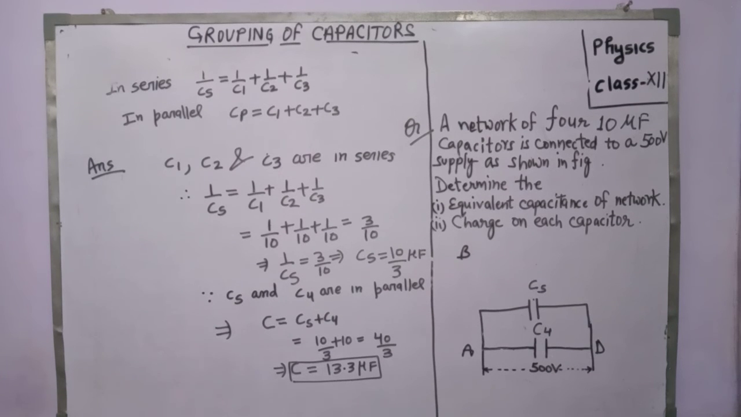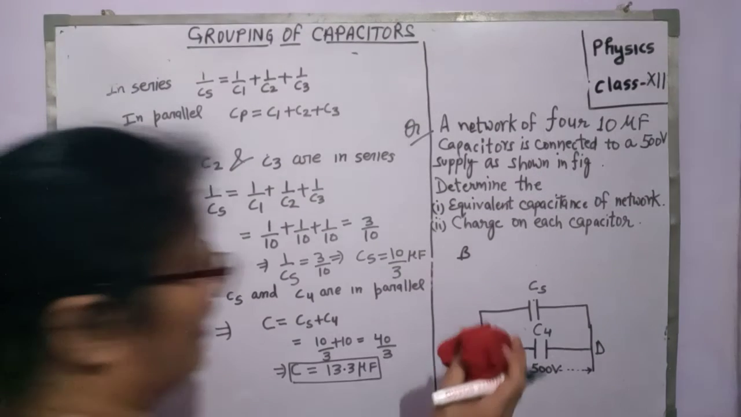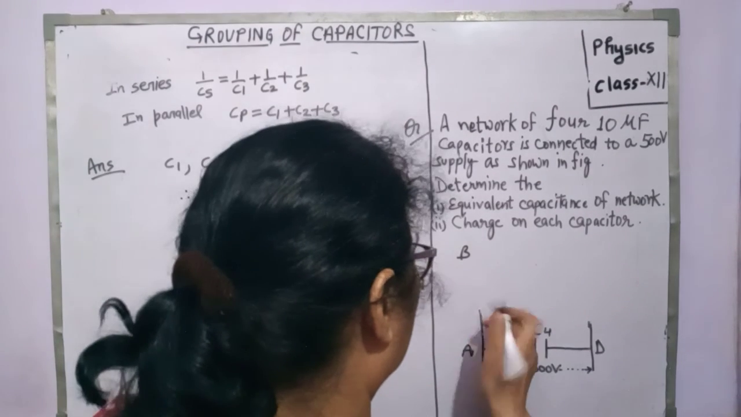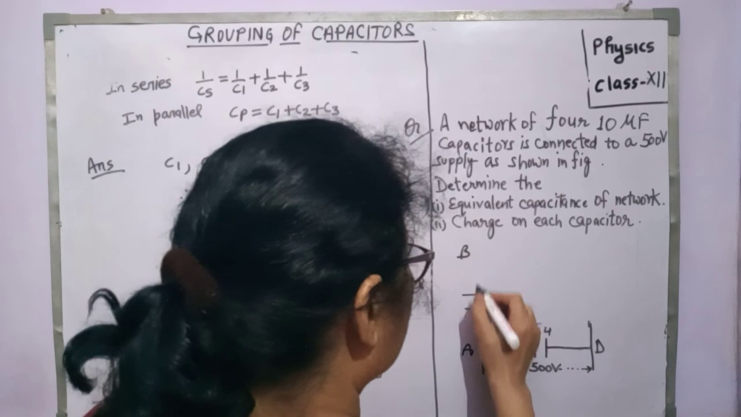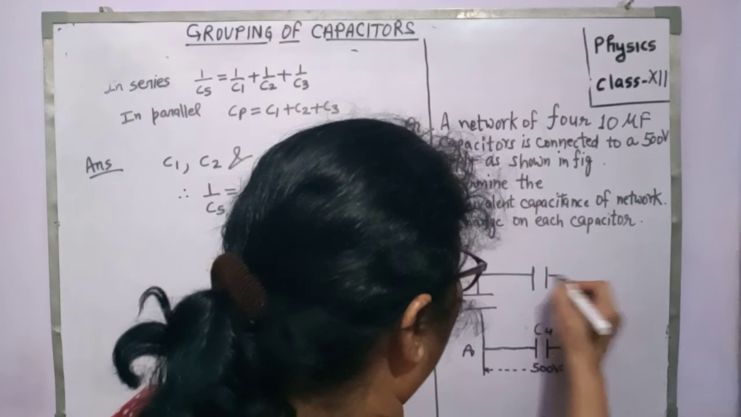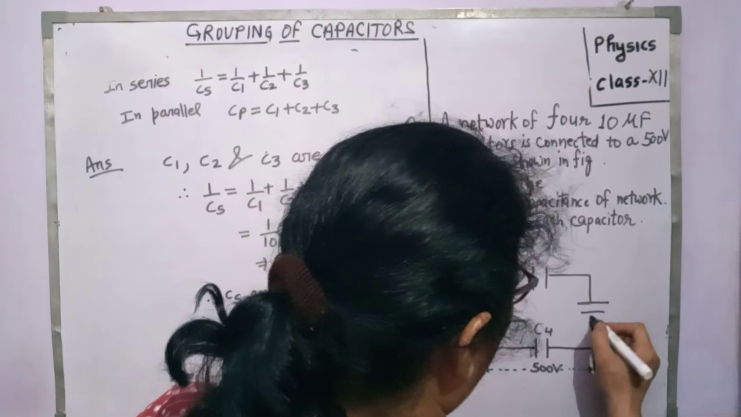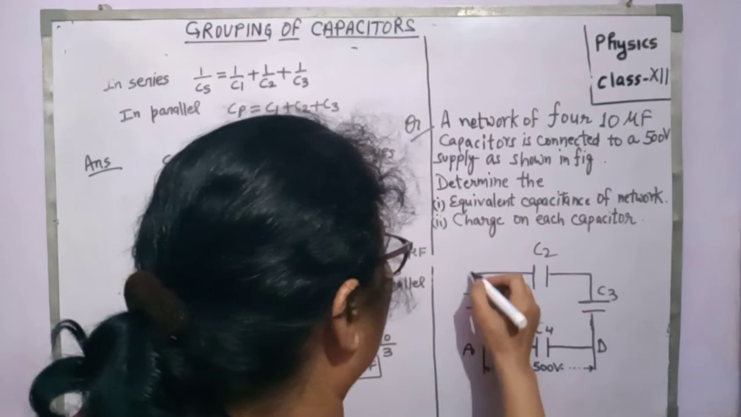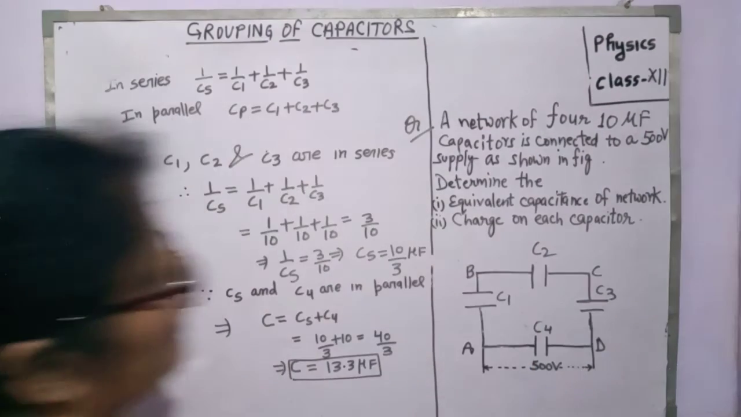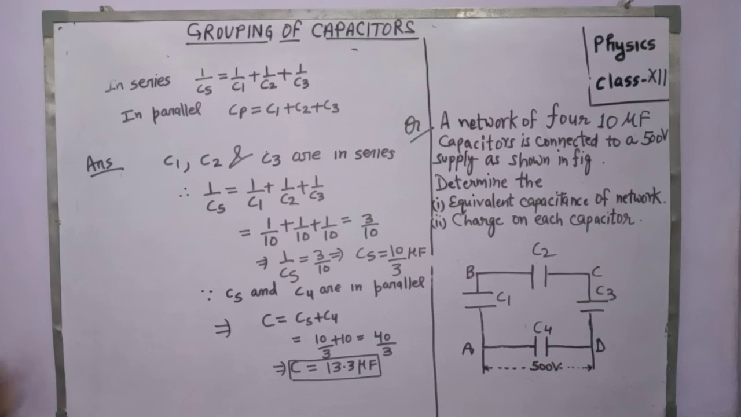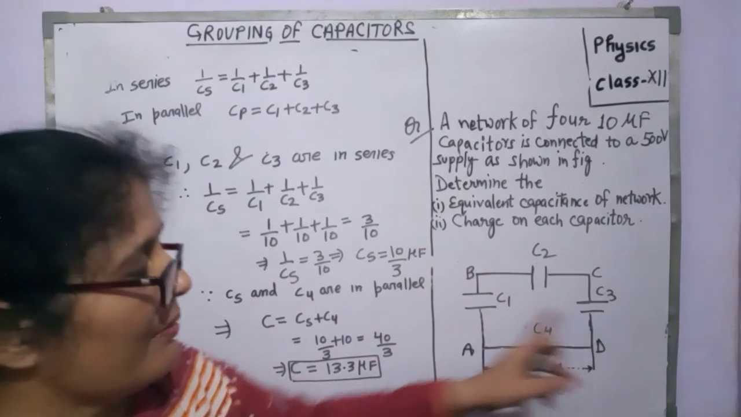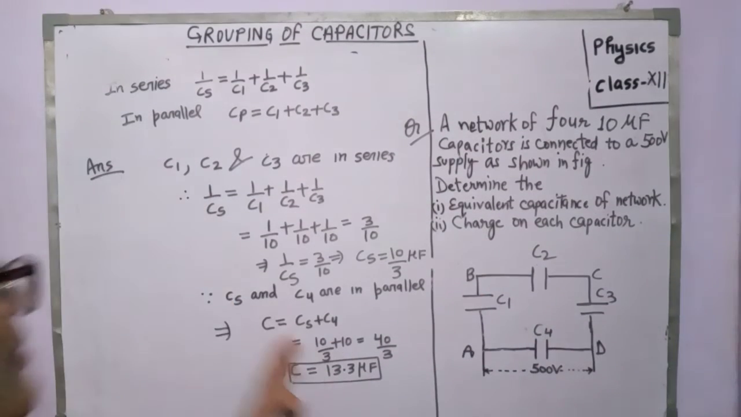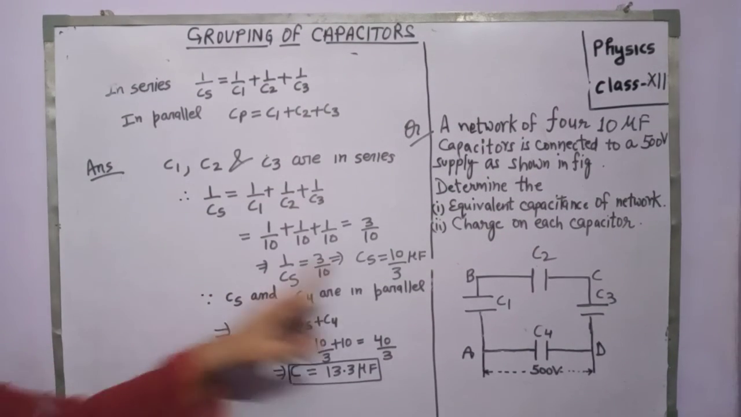Okay, now the first answer has come. Now the second answer: I am again drawing the previous figure. Here is one capacitor, here is your second capacitor, and here is your third capacitor. This is your C1, this is your C2, this is your C3, this is your B point, and this is your C point. Now you can see, once again, C1, C2 and C3 are in series because the same charge is flowing between these three capacitors. Therefore, the resultant is Cs.